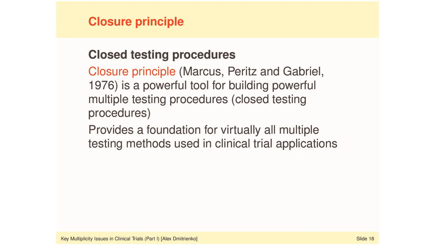This principle has served as the main tool for constructing powerful procedures known as closed testing procedures over the past 30 years. In fact, it is known that any single step or stepwise procedure based on p-values can be formulated as a closed testing procedure, and as a result, we can always construct a closed testing procedure which is at least as powerful or perhaps more powerful than any single step or stepwise procedure.